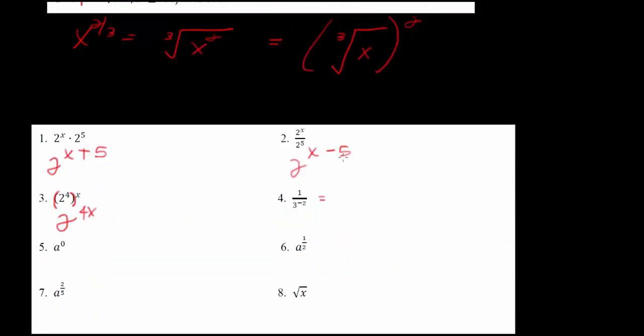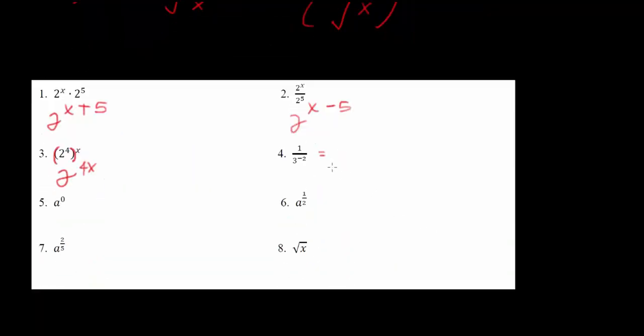So right here on problem number 4, because I have a base to the power of a negative number, I can move it. If it's in the denominator, move it to the numerator. If it's in the numerator, move it to the denominator. So I'm going to move it to the numerator. I don't really need that 1, I'm just showing it for emphasis. So this is really 3 squared, which is 9. Anything to the 0 power is 1.